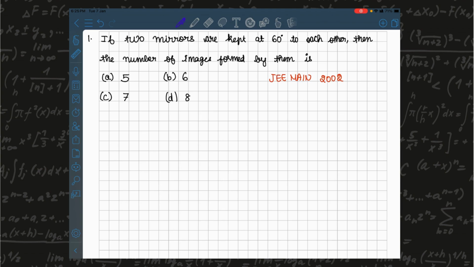So to solve this kind of a question, we have to use a formula which is n is equal to 360 degrees divided by theta minus 1. So this formula is used for calculating the number of images formed when two or more plane mirrors are placed at an angle theta to each other. Okay, this is used for plane mirrors.